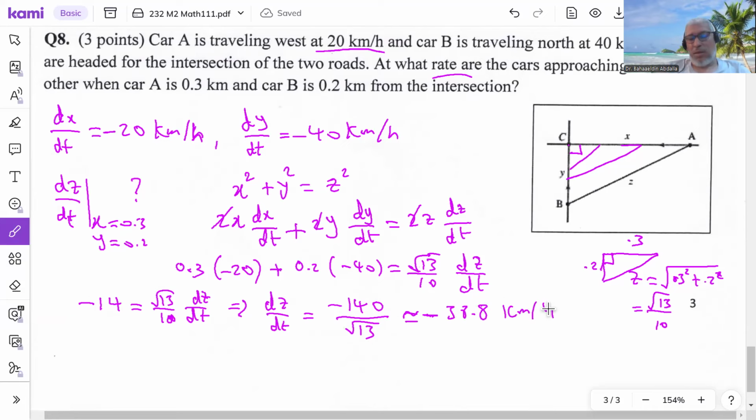38.8 kilometer per hour. Let me just check this answer, 140 over square root of 13. It's 38.8. So 140, sorry, 140, I wrote 14. Yeah, good. So the answer is correct.